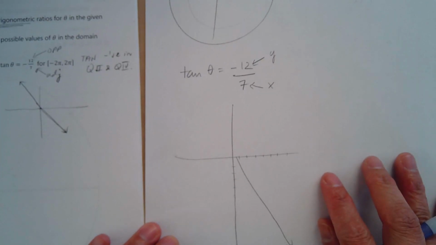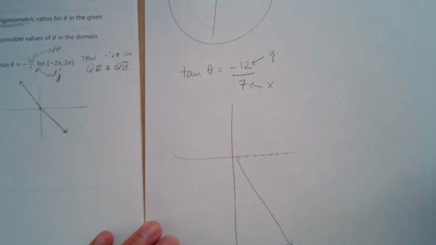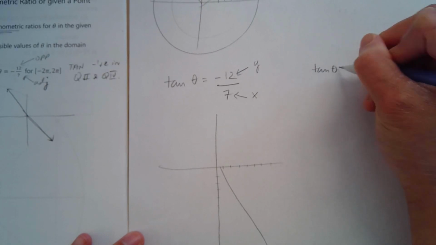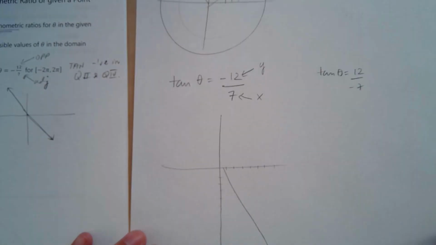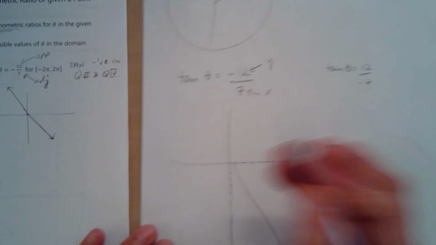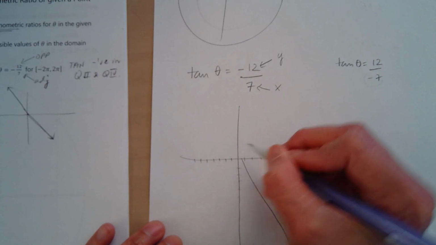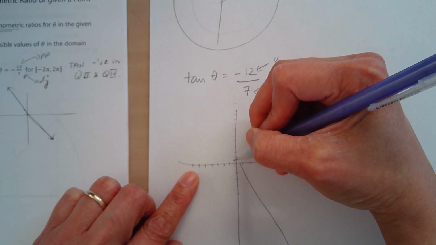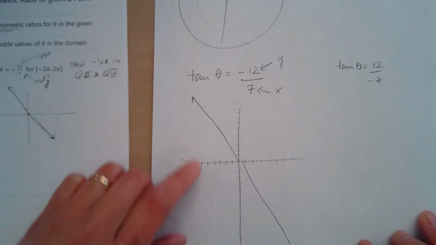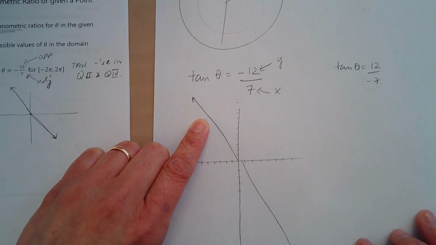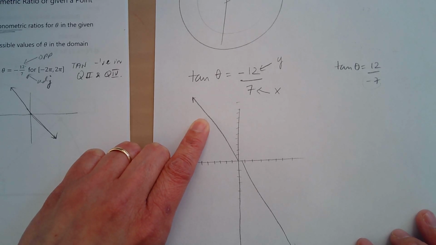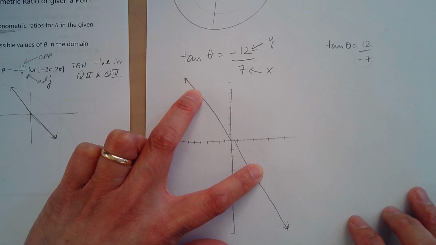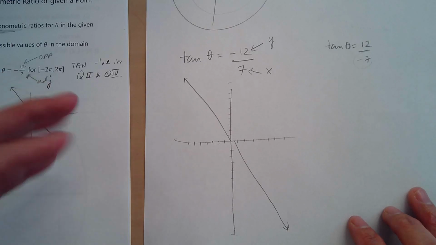Quadrant 4. Now, if we reverse, what if we put the negative in the denominator instead of the numerator? So tan of theta is equal to 12 over negative 7. That means negative on the x, positive y. That's when it's in quadrant 2, right? Like we said, tan is negative in quadrant 2 and quadrant 4. Now, everybody understands. And don't be shy.